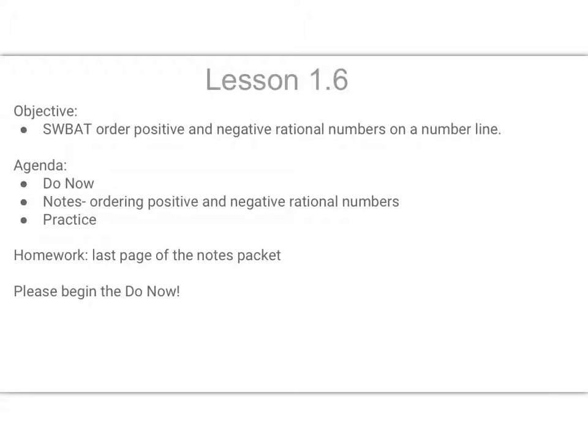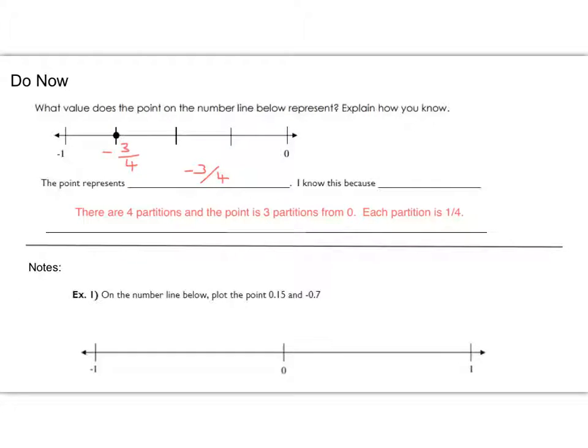So you can go ahead and turn the page. So again, the do now, that point is -3/4, and just like we do with negative integers, we work backwards from 0. So -1, the next integer would be -2. But in the same way, we do fractions. So this would be -1/4, -2/4, and -3/4. And again, the key is knowing how many partitions to know what your denominator is.